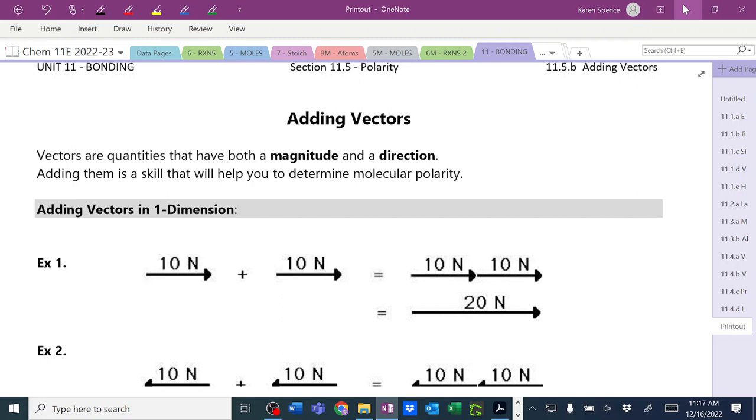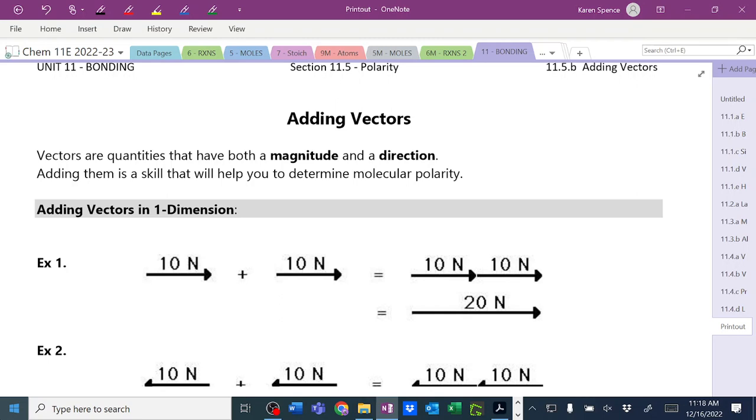Alrighty, so here we have vectors. Has anyone done these in physics? Adding vectors? No, okay. Basically, we're adding things that not only have a magnitude, 10 plus 10, but also have a direction. In these examples it's force, but in the context of what we're doing, we will be using bond polarities, which we'll do after break, okay? I know, right? But it works the same.